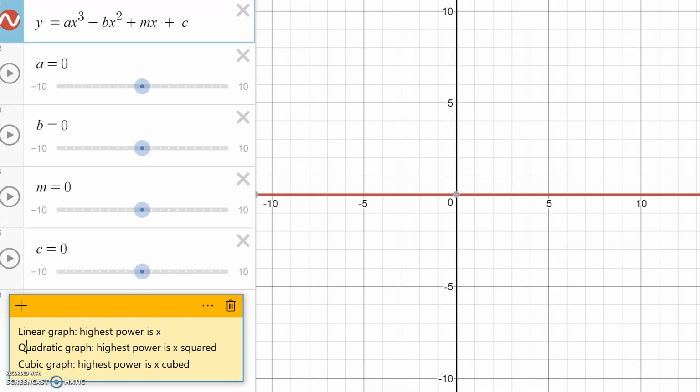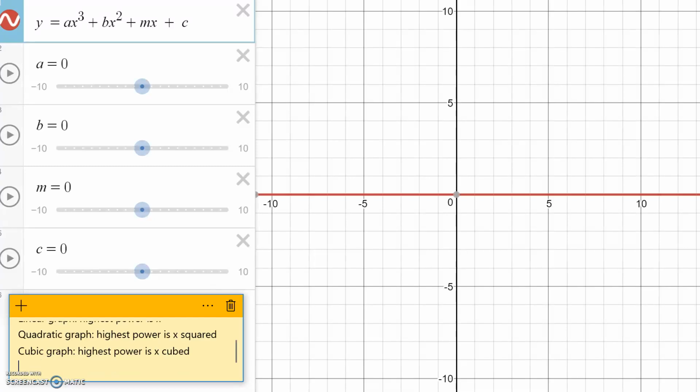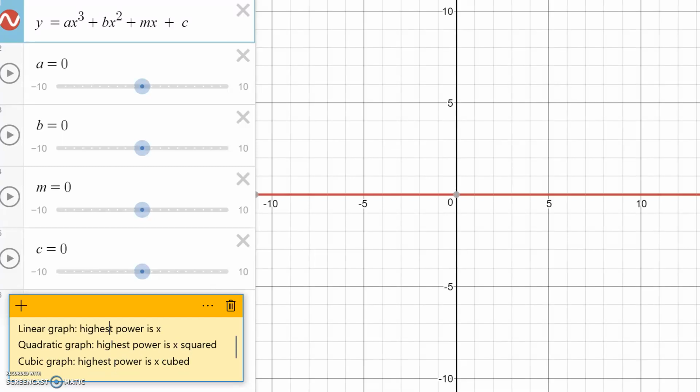Okay, we're then going to look at quadratic graphs. So in a quadratic graph the highest power is x squared. We can have x squareds but no higher. Okay, in a cubic graph, the highest power is x cubed. So we've got some x cubed, but no higher. So linear graph, we can have some x's, but nothing higher. Quadratic graph, we can have some x squared, but nothing higher. And a cubic graph, we can have some x cubed, but nothing higher.